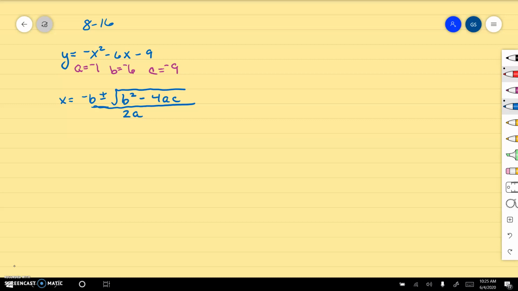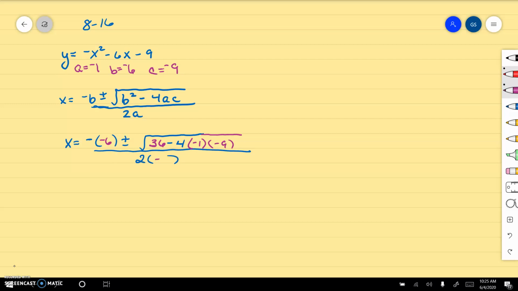So it's x equals negative of b. So b is a negative 6. So negative of negative 6 plus or minus the square root of, well, b squared is negative 6 squared. Negative 6 times negative 6 is positive 36. So I'm going to write it that way. 36 minus 4 times a, which is a negative 1, times c, which is a negative 9. All over 2a. All over 2 times a. A is a negative 1.